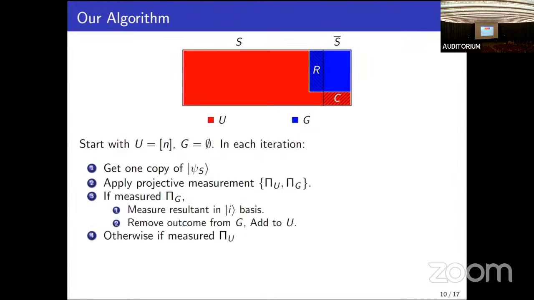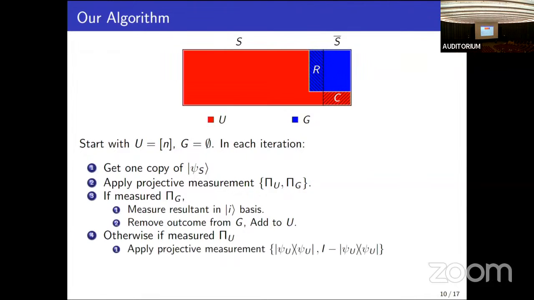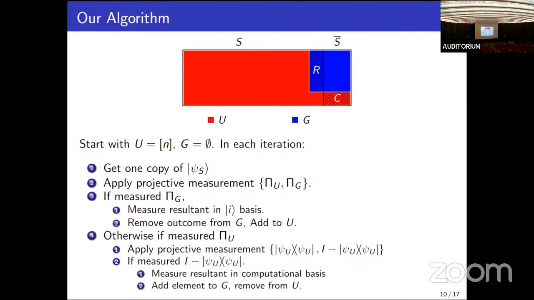The other possibility is that you measure it to be in the red region. If you measure it to be in the red region, then all you need to do is take the complement of S with respect to this U, which you do via projective measurement. And if the projective measurement goes through, then you approximately have a quantum sample for the set C, which almost always is going to give you an element in set C. So that is basically the algorithm.